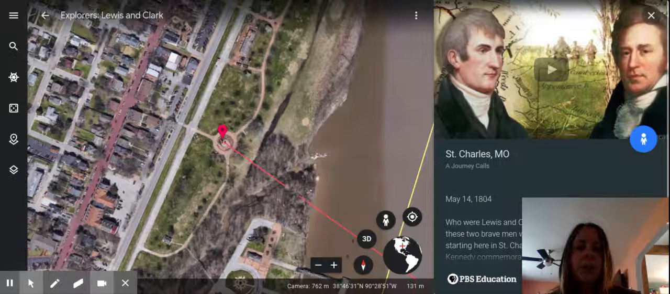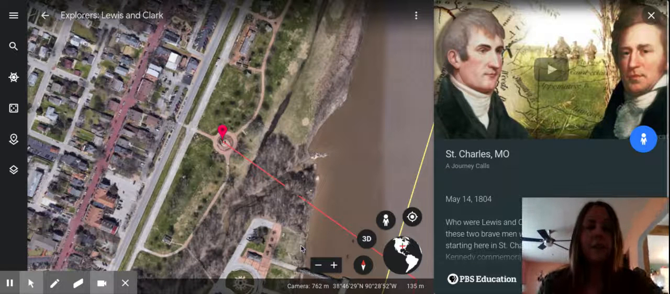For today's social studies class, we are using Google Earth, and you're going to go through 12 main stops that was their journey back in the 1800s. So I'm going to walk you through what to do. When you click on the Explorers Lewis and Clark link that is in the Google Slides, it will take you to something like this. It will take a little while to load. Be patient. I think mine took close to 30, 45 seconds to load.